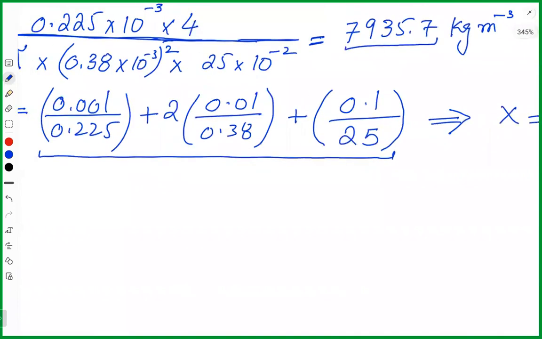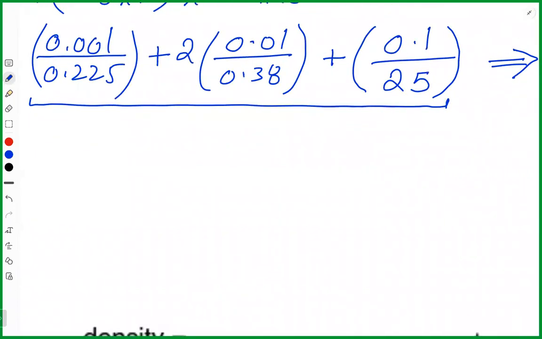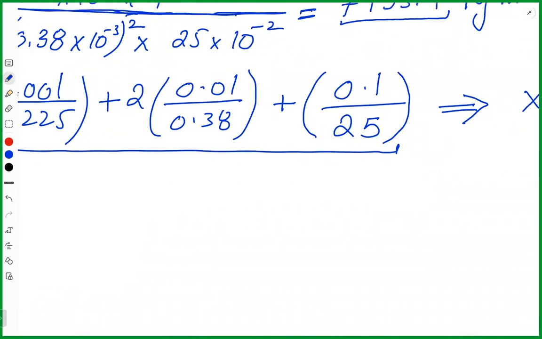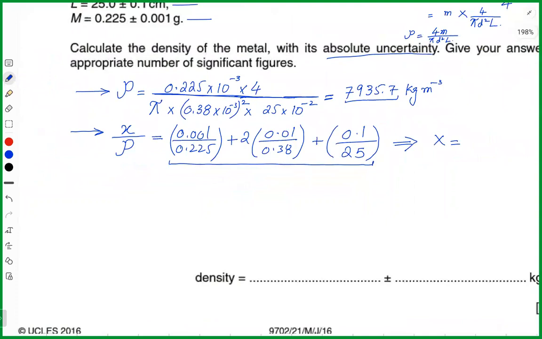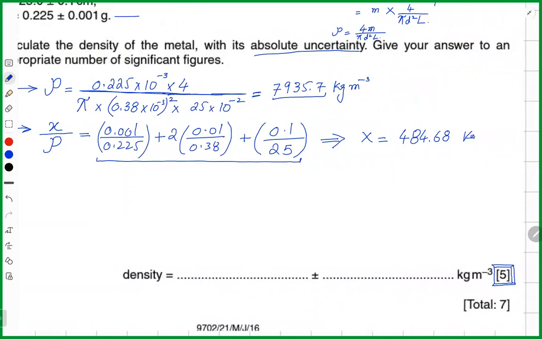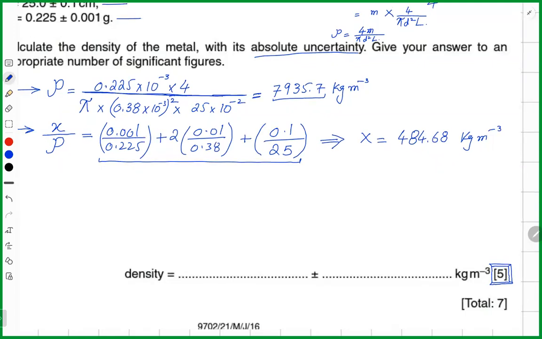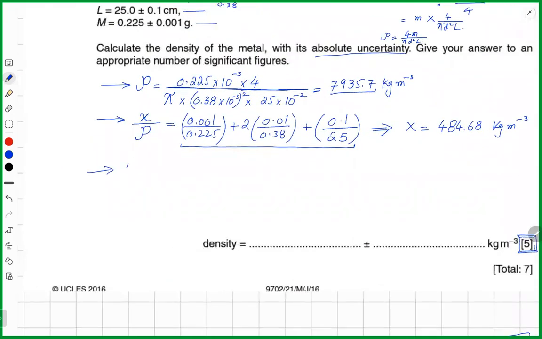I hope you can see the screen. You have to replicate this whole thing in your calculator. Find this answer, and whatever you get, you have to multiply it with 7935.7. 484.68. So this is the uncertainty. This is the magnitude of the doubt we have in this calculation. Okay. So now my raw answer is 7935.7 plus minus 484.68. How will I reduce it to the final answer?